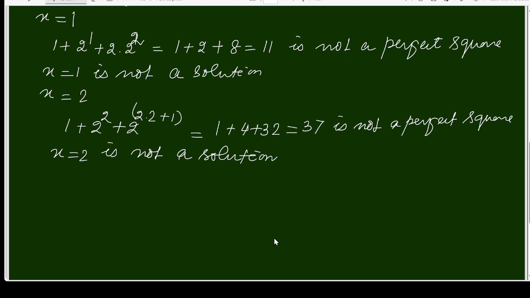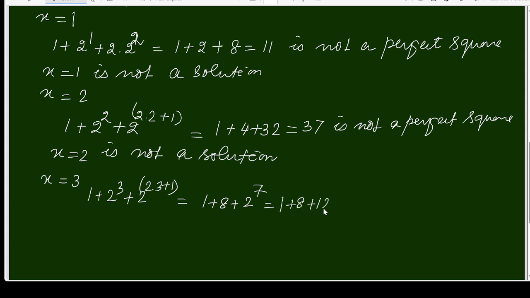Then let's go for x equals 3. For x equal to 3, I'll get 1 plus 2 cube plus 2 power (2 into 3 plus 1). That will be 1 plus 8 plus 2 to the power 7, which is 128. So 1 plus 8 plus 128 is 137, which is not a perfect square. And x equal to 3 is not a solution.